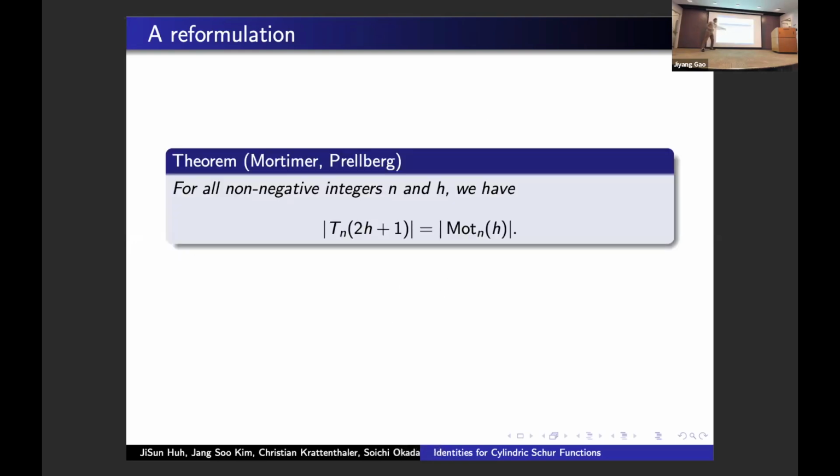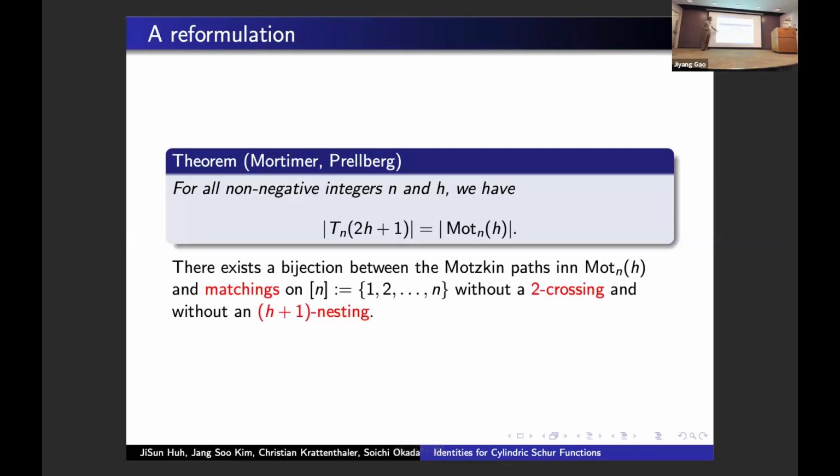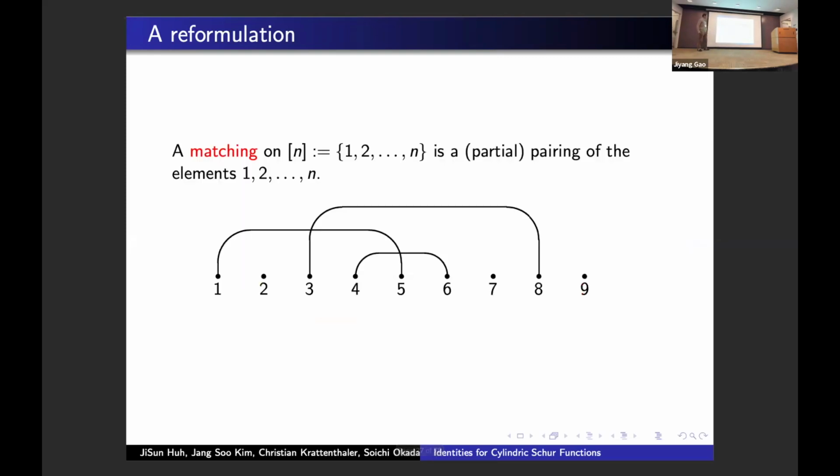Okay, this was the left-hand side. For the right-hand side, it's not difficult to show that these Motzkin paths are in bijection with certain matchings. Namely, matchings without a 2 crossing and without an h+1 crossing. We have this h. So what do I mean by a matching? By matching, I mean a partial matching. It's not a complete matching, but a partial matching of 1 up to n.